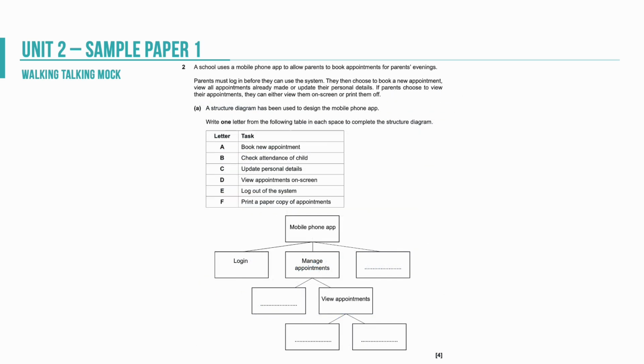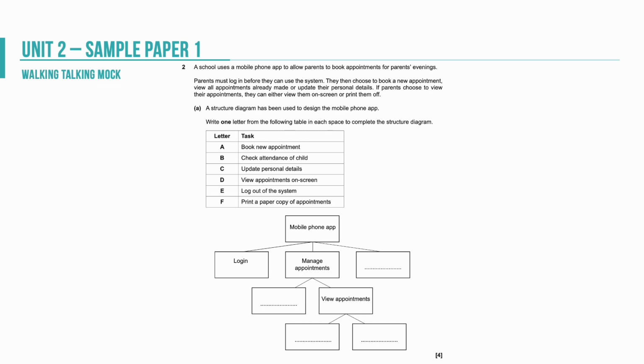We've then got a structure diagram, and it says a school uses a mobile phone app to allow parents to book appointments for parents' evenings. They've given us a basic structure diagram and then a number of tasks, and we need to identify which of those tasks we're going to place in which of the boxes.